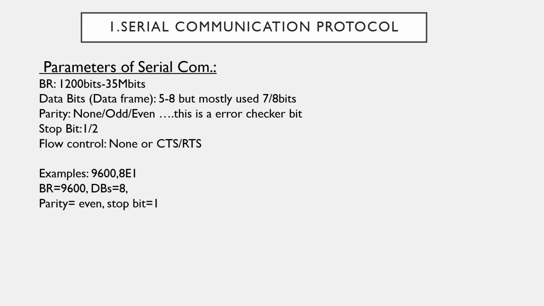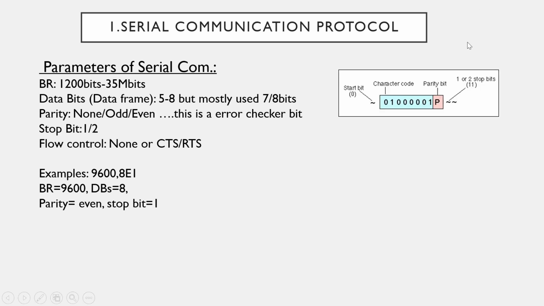Parity is the parameter that detects whether there is an error in the message. It is an error checker bit in your data, and the stop bit can be 1 or 2. This is a data frame. There will be a start bit, a data set, a parity bit, and then the stop bit, which can be 1 or 2. Here you can see the start bit is written as 0, meaning the start bit is always 0, and the stop bit is always 1.